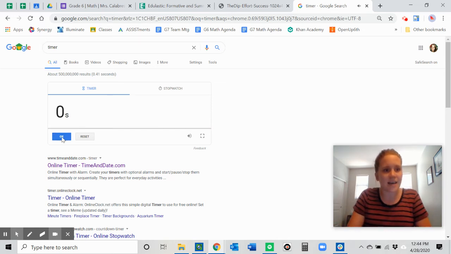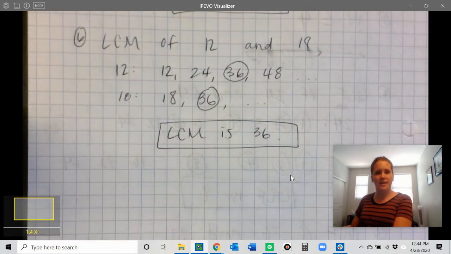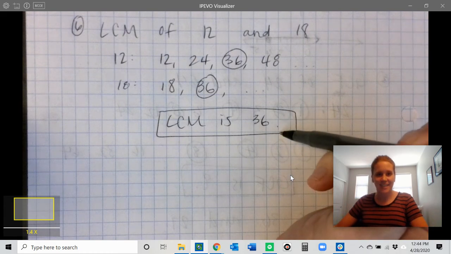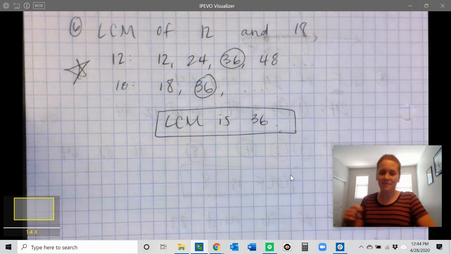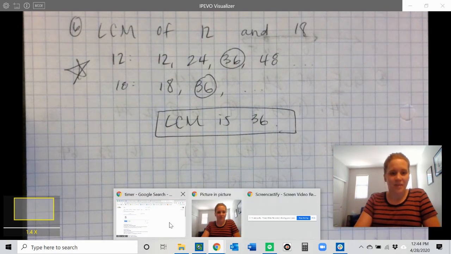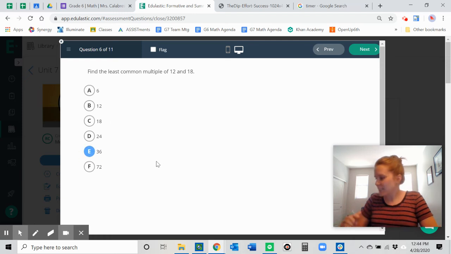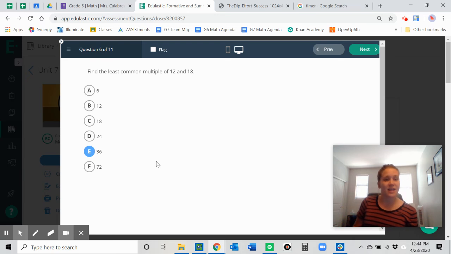All right, there is our time. Go ahead and compare your work to my work. Here's the least common multiple of 12 and 18. It is 36. Please put a big star next to that question if you got it right. Nice work. All right, let's go ahead and enter our answer. The least common multiple is 36. That is answer choice E. Go ahead and enter that now in Jelastic.